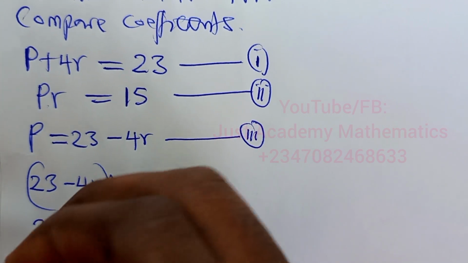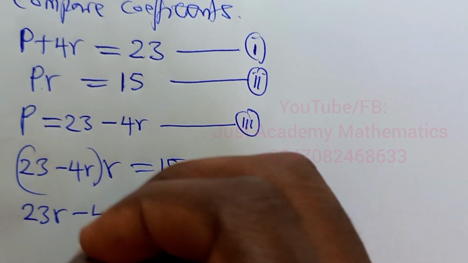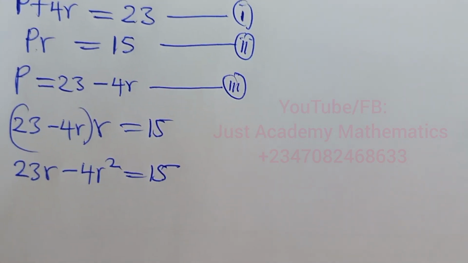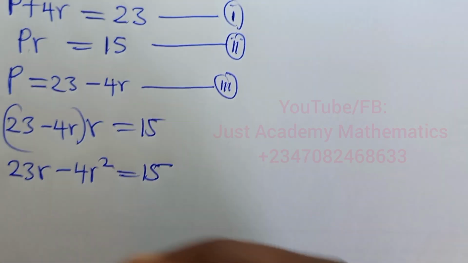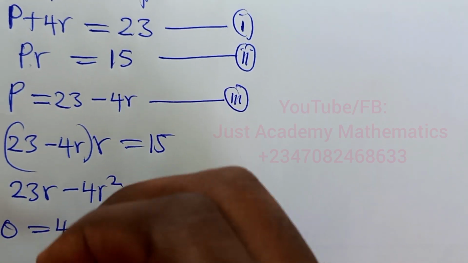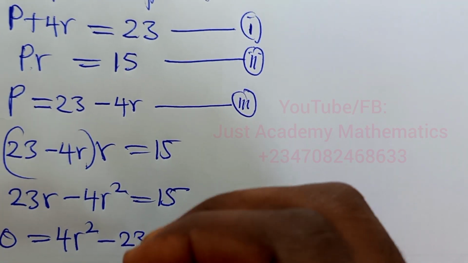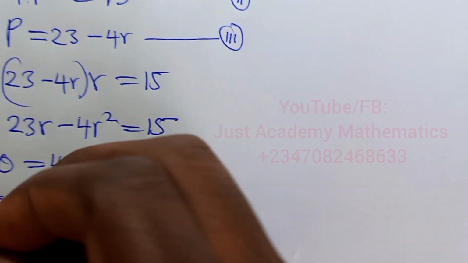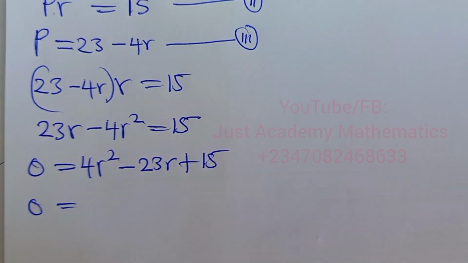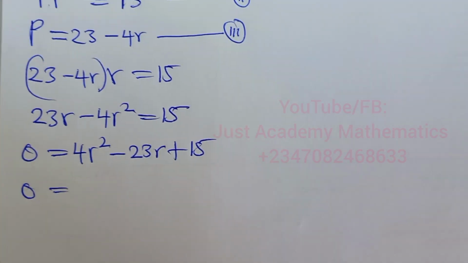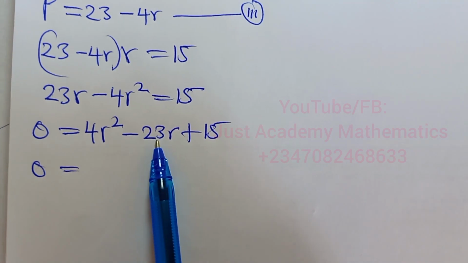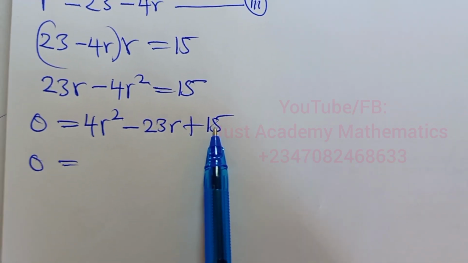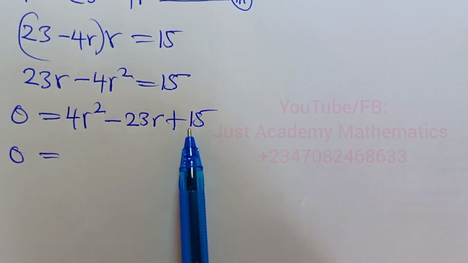We have that 23R minus 4R squared is equal to 15. So this is a pure quadratic equation. So we have that 0 is equal to 4R squared minus 23R plus 15. Let's factorize this. We are looking for two numbers that add to give us minus 23 and multiply to give us 60. Minus 23 and 60.